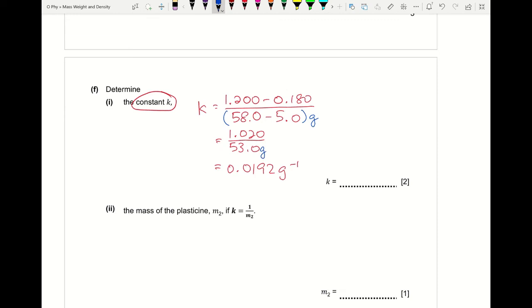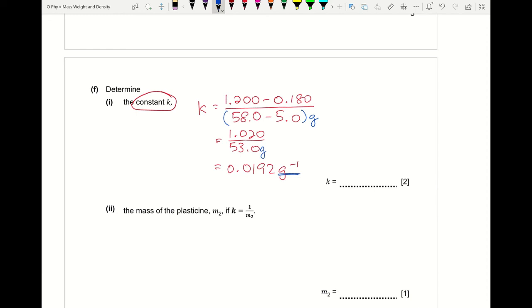So when you get the two numbers to divide, it is 4SF divided by 3SF. Your final answer should be 3SF, which is 0.0192. And since your unit is 1 over g, you can also express it as g to the power minus 1. That's grams to the power minus 1.